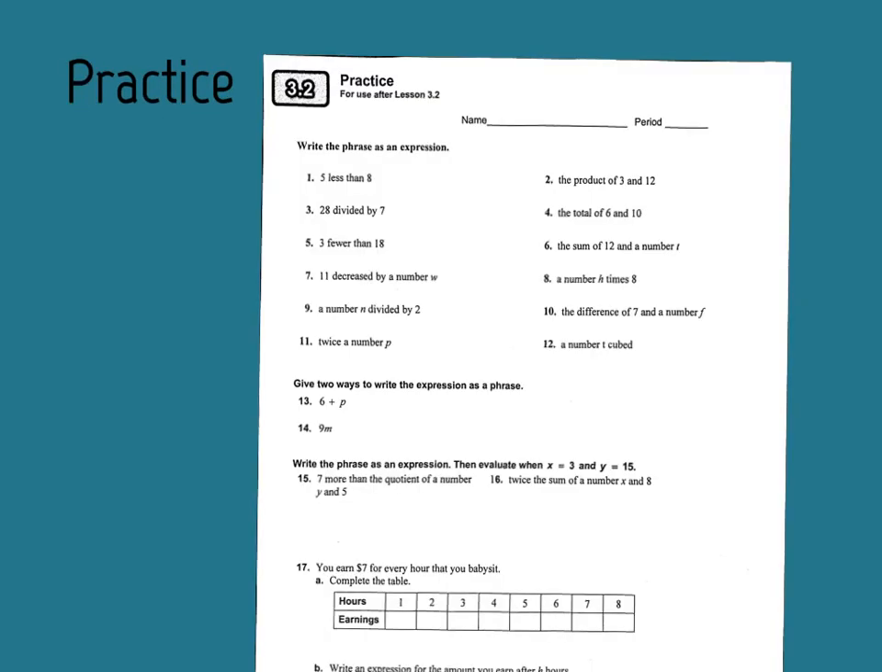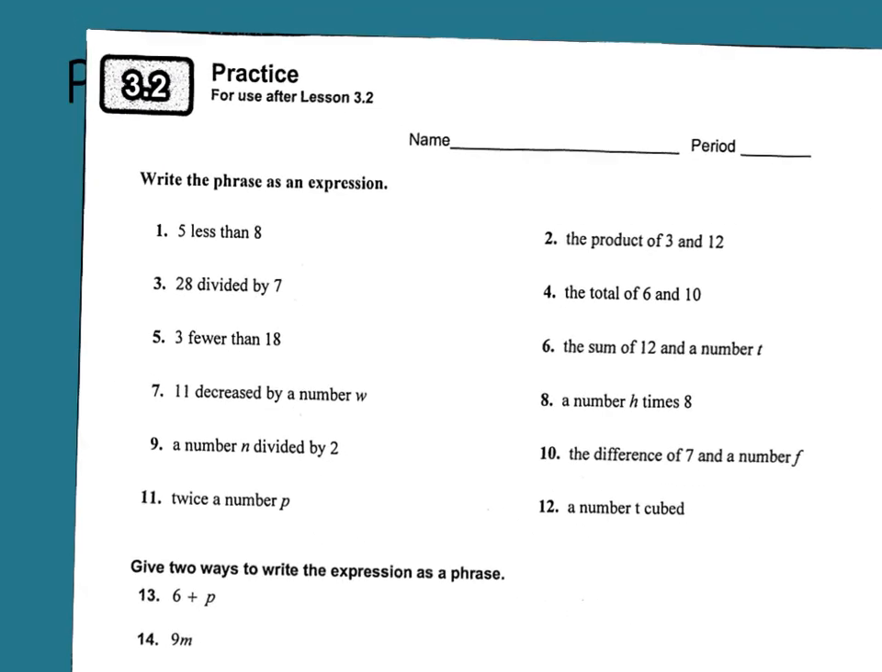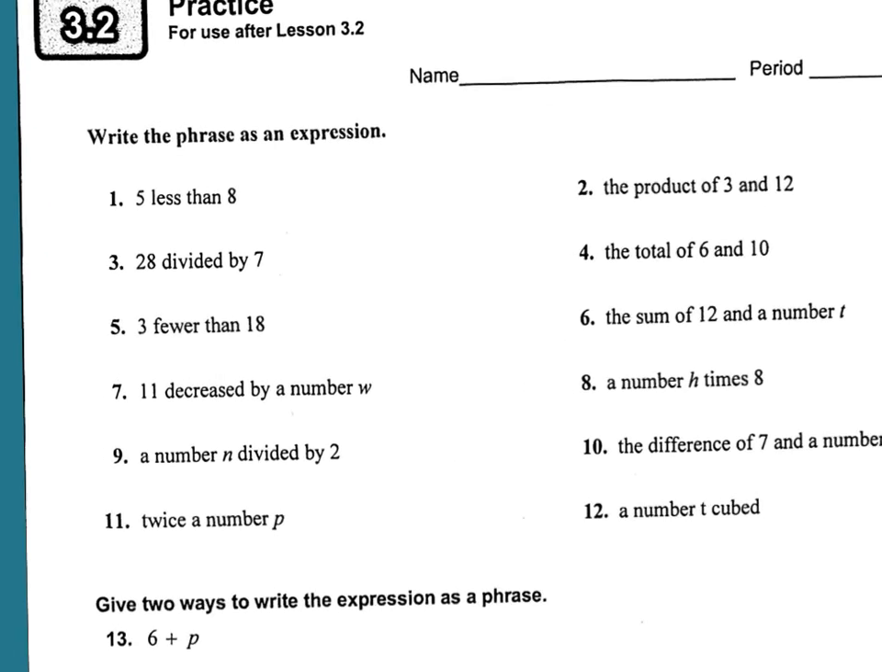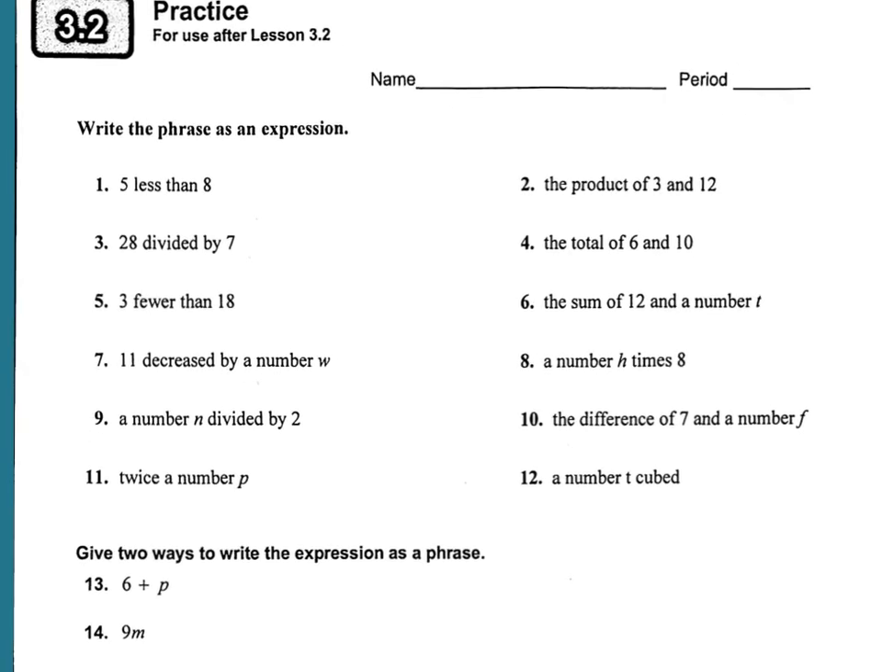All right, here's your practice. And I told you you're going to want to refer to that journal, because here are some problems. They're almost exactly like that. So if you have your journal open, you can be very successful at this. Number 1 says 5 less than 8. So remember, it has a than, so we have to flip things. So it's going to be 8 minus 5.